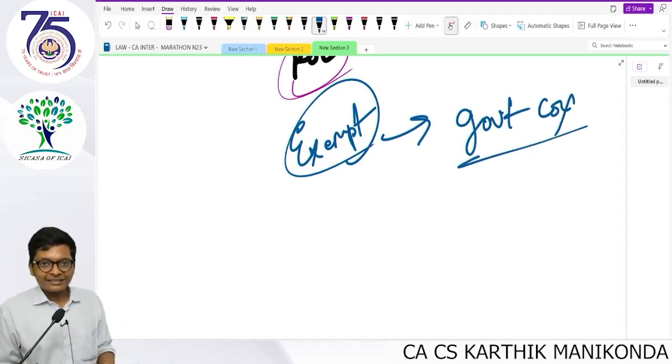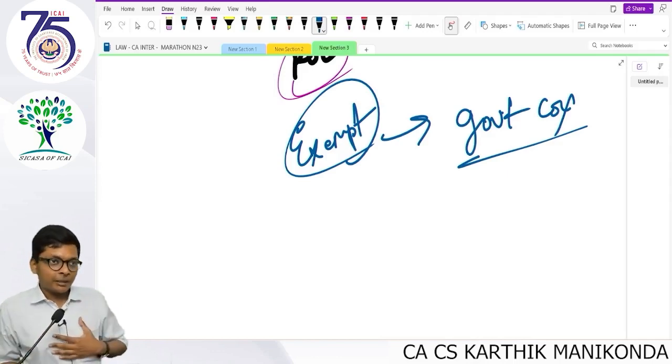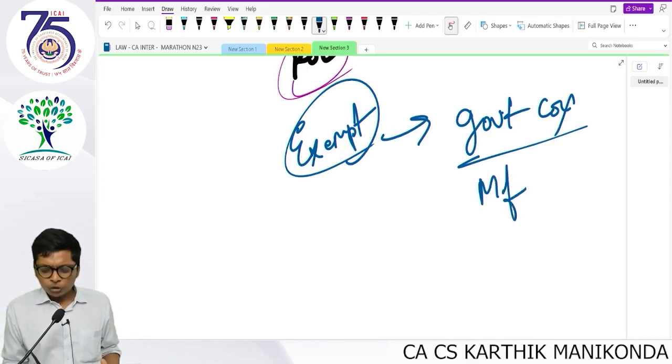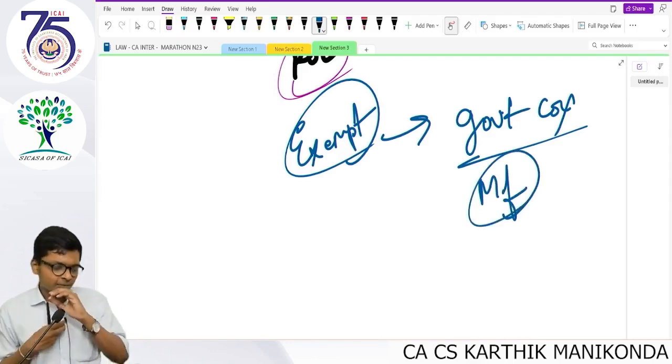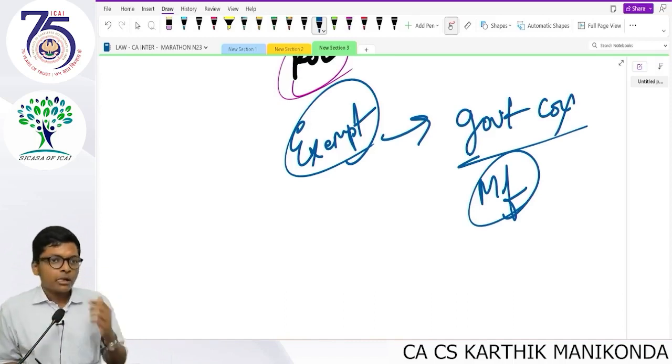Are you following, guys? Government company did not follow. Therefore, I'm not trying to say anything, guys. It's exempt for a government company, and for mutual funds, it is exempt. It's exempt for a mutual fund. Why?